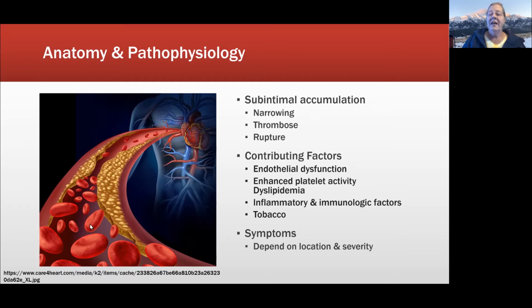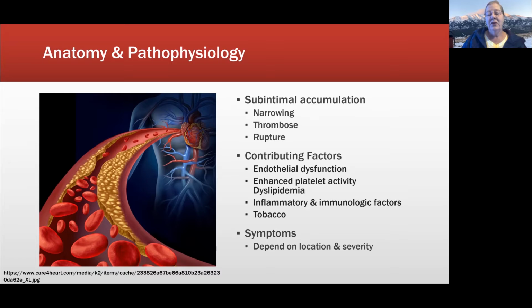Contributing factors: endothelial dysfunction. So we can have damage to the vessel, the lining of the vessel, which encourages all of this to grow, or something along those lines. Enhanced platelet activity and dyslipidemia. So if we have problems in here with lots of lipids and platelet issues, we're going to accumulate more and more of this plaque. Inflammatory and immunological factors, and definitely tobacco.